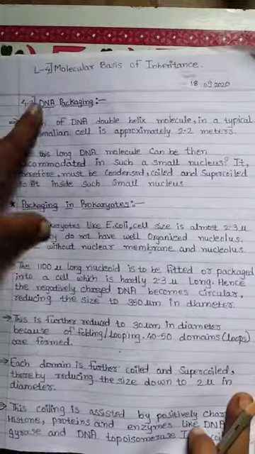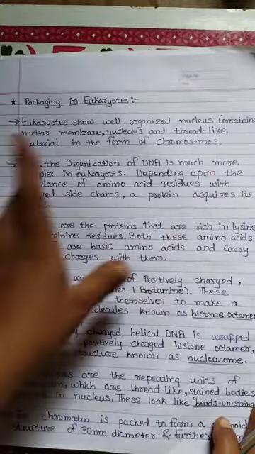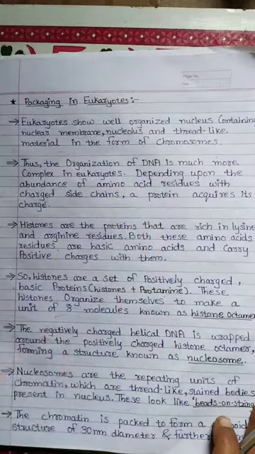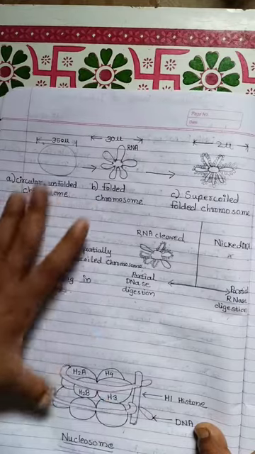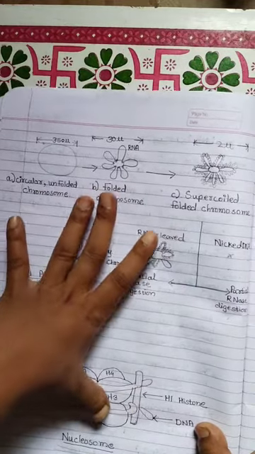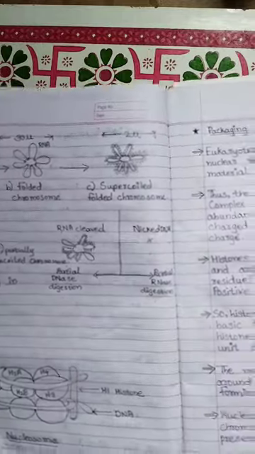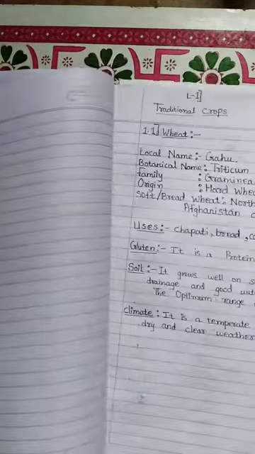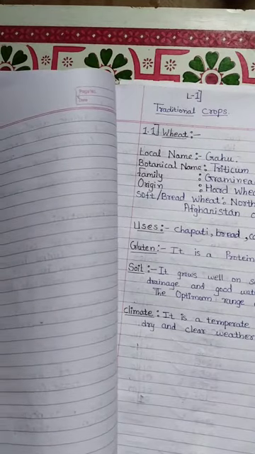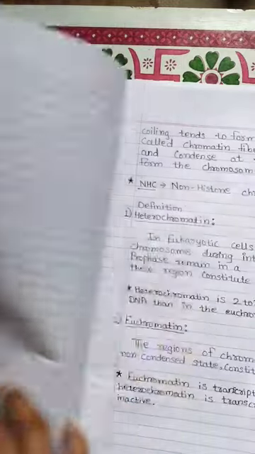Today we studied DNA packaging in prokaryotes as well as in eukaryotes. Students, please study this diagram carefully so you will get this topic easily. And now we will study the next topic, 4.4, that is DNA replication. Okay, thank you.